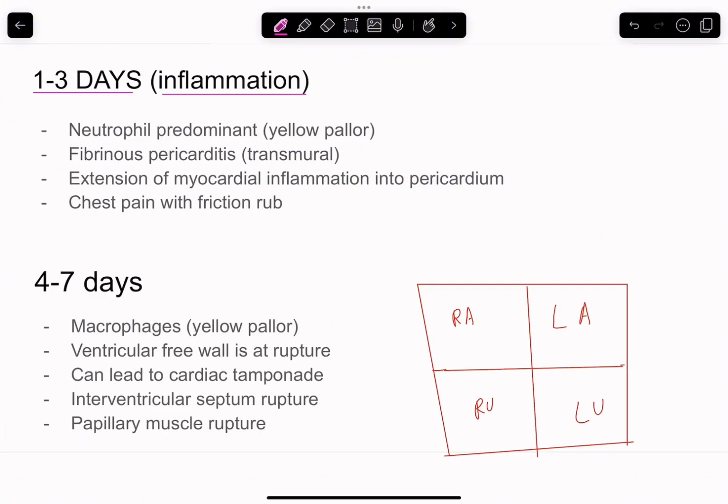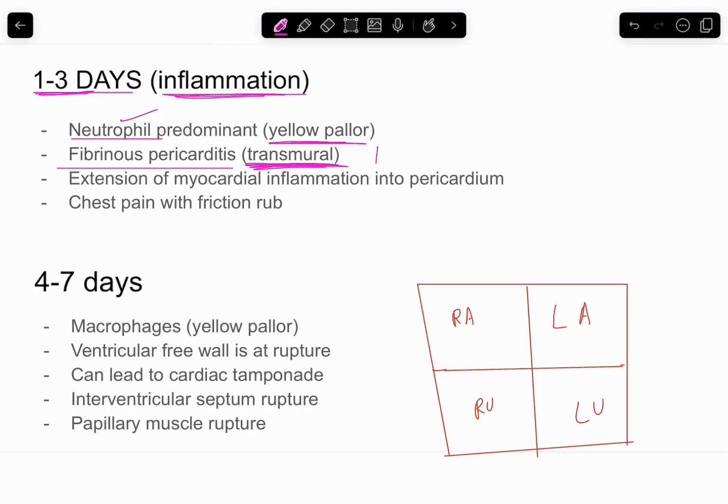So we will discuss this slide by slide. Okay, now let's see what happens during the first days after your myocardial infarction. So you will see inflammation that is dominated by neutrophils during the first few days. It will give it a characteristic yellow pallor. A complication that can occur during this time is what we call fibrinous pericarditis. This will only be seen when there is transmural ischemia to the heart tissue.